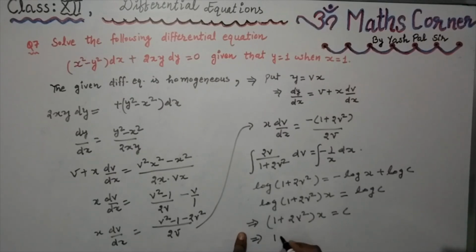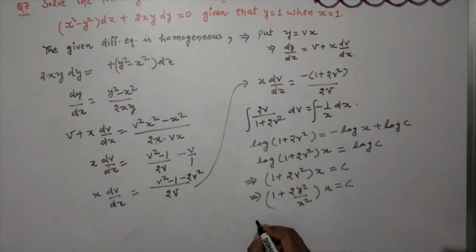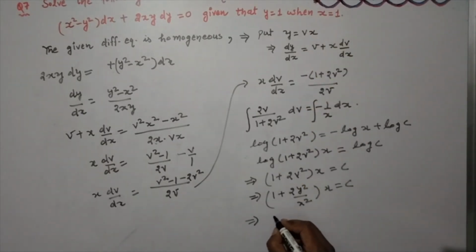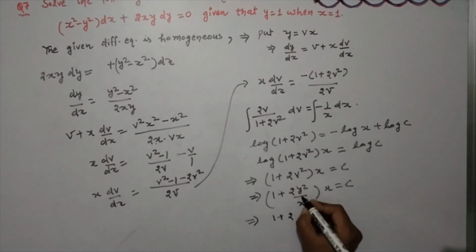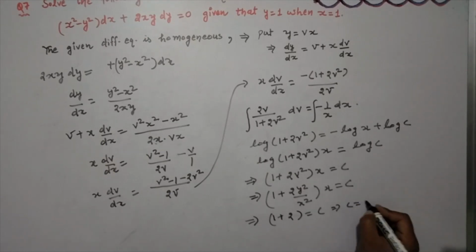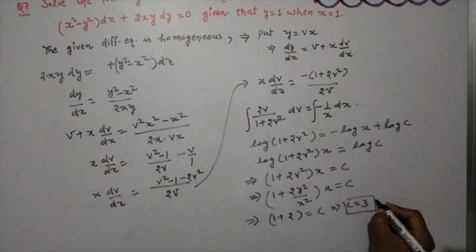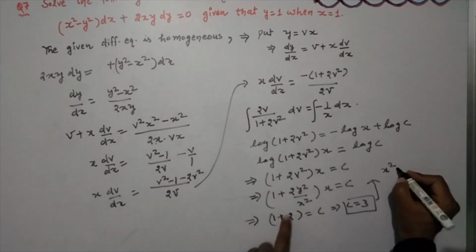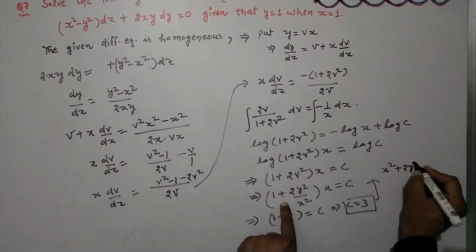Now we substitute y is equal to 1, x is equal to 1. Before that, what is the value of v? v is y upon x. So we write 1 plus y square upon x square into x is equal to c. Right? So from here we put y is equal to 1, x is equal to 1. 1 plus 1 is equal to c. The value of c is 2.